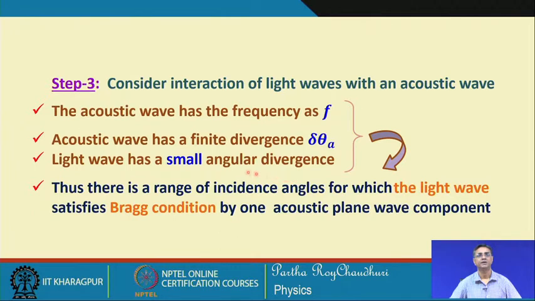condition. Next, we consider that the acoustic wave has a frequency f, but now this time the acoustic wave has a finite divergence delta theta a, and the light wave has a relatively small angular divergence, it is almost well directed. In that case, what will happen? Because this time your acoustic wave has an angular divergence, but the light wave is almost well directed. So, in that case, there is a range of incident angles for which the light wave satisfies the Bragg condition by one acoustic plane wave component.